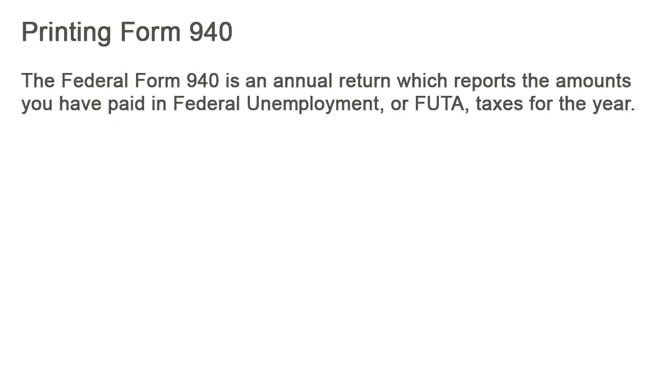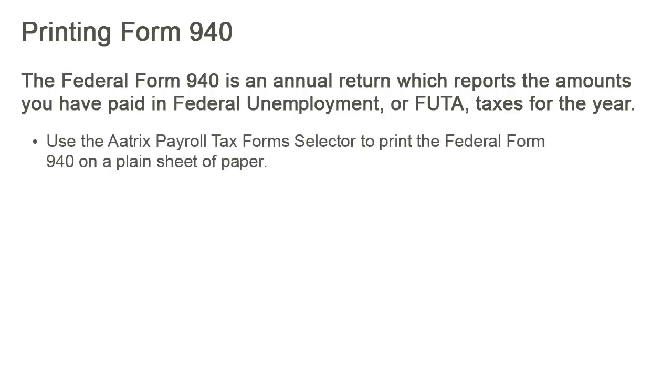The Federal Form 940 is an annual return which reports the amounts you have paid in federal unemployment or FUTA taxes for the year. You can use the Payroll Tax Form Selector to print Form 940 on a plain sheet of paper. You can also file Form 940 electronically.